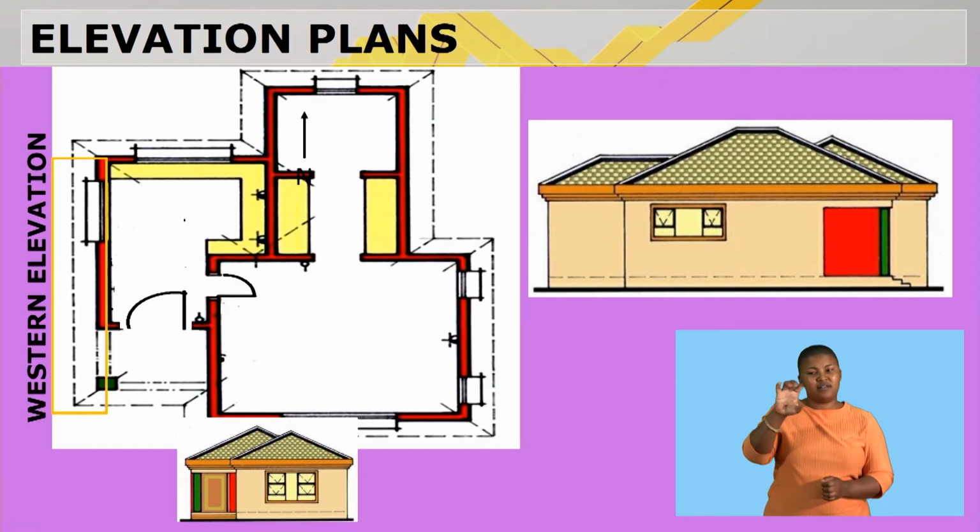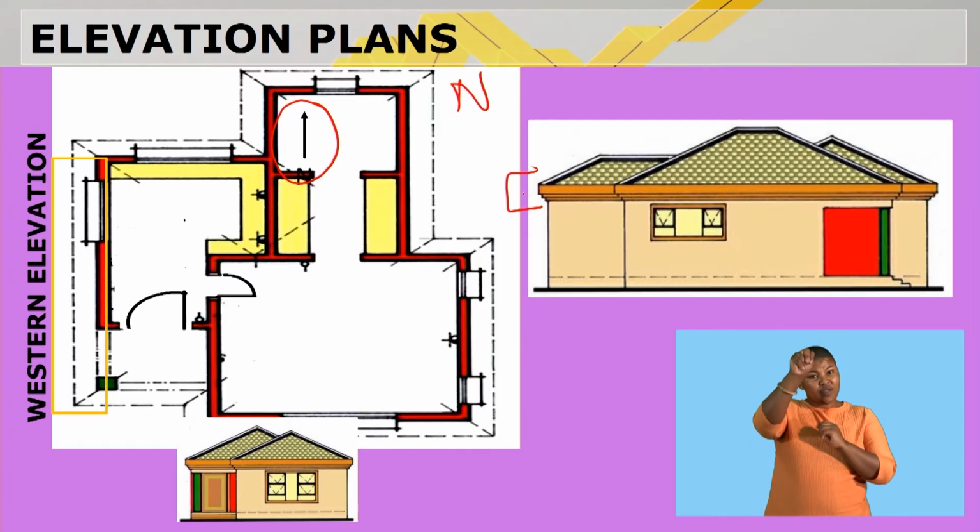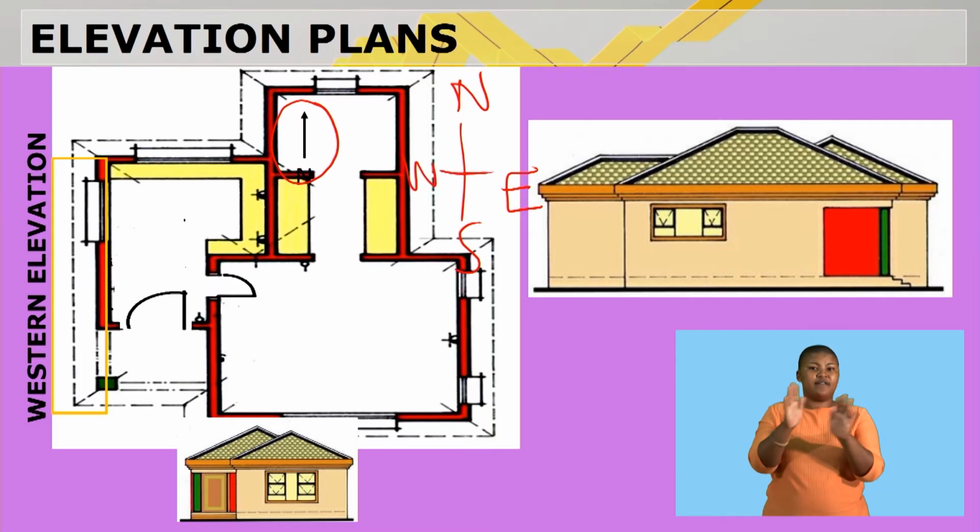Remember, there is an arrow showing up, meaning this is north, this is east, south, and west. Always look for the compass on a floor plan.